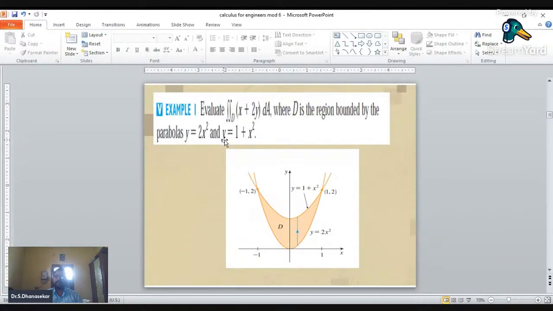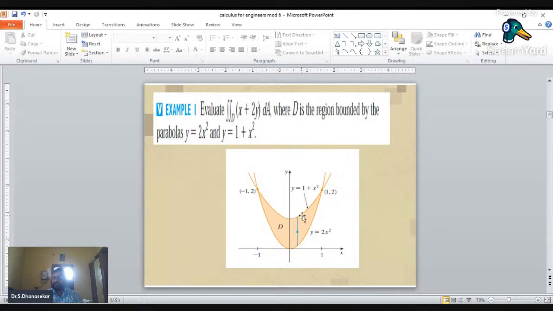Now the first example is given here: double integral over D of x plus 2y dA, where D is the region bounded by the parabolas y equal to 2x square and y equal to 1 plus x square. Now if I sketch the region, it looks like this. The lower parabola is y equal to 2x square and the upper parabola is y equal to 1 plus x square. So you should know how to sketch this region. Just plot the points and then draw it. Now, if I want to go for dy dx, I have to draw a vertical line in this region.